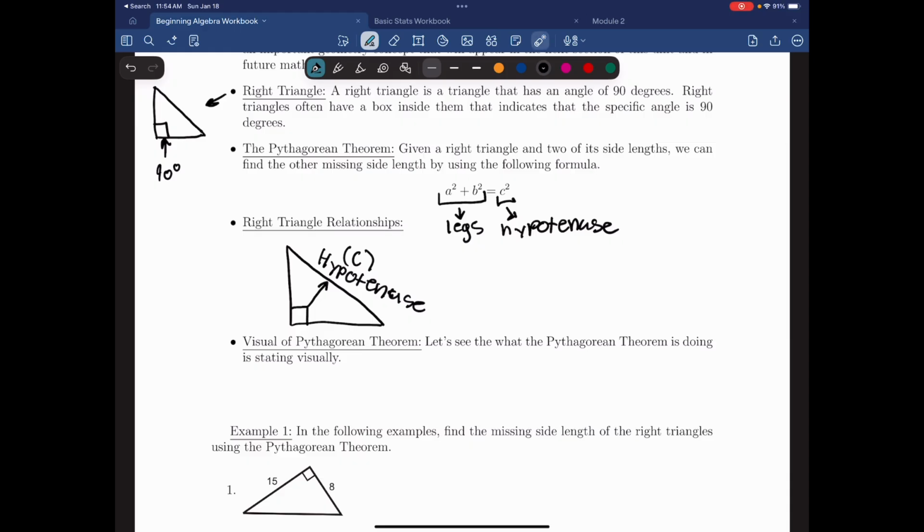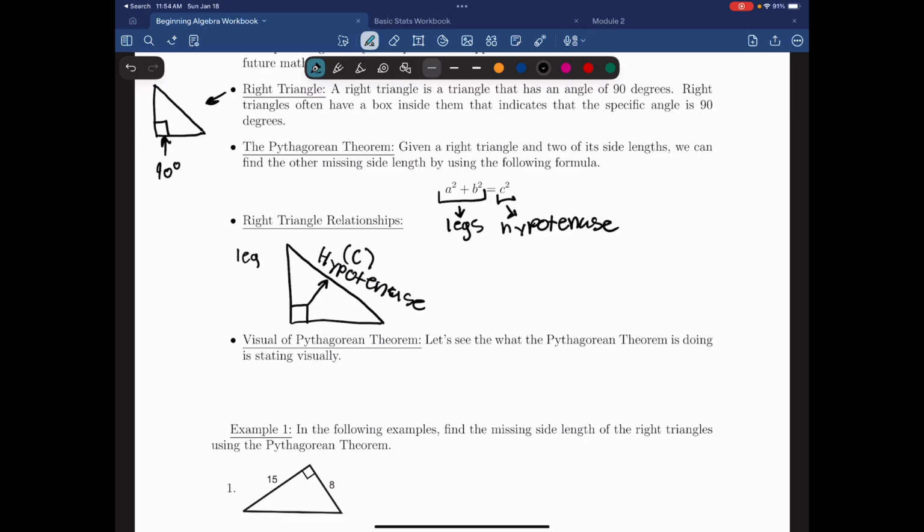And then we have the variables A and B. Those represent our legs. And our legs are the other two side lengths. So we have one leg here of the triangle and another leg here of the triangle. And for variables A and B, you can assign the variable A to this leg or the variable B to this leg if you'd like. You can assign either variable. So I'm just going to say the variable A for this one and the variable B for this one.